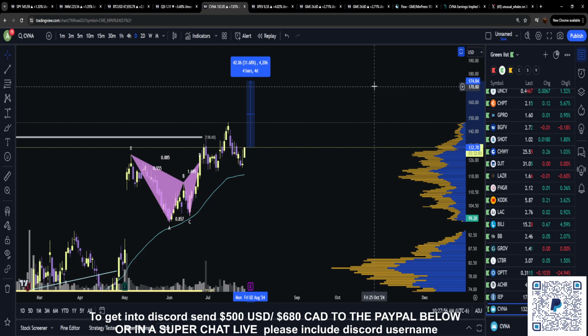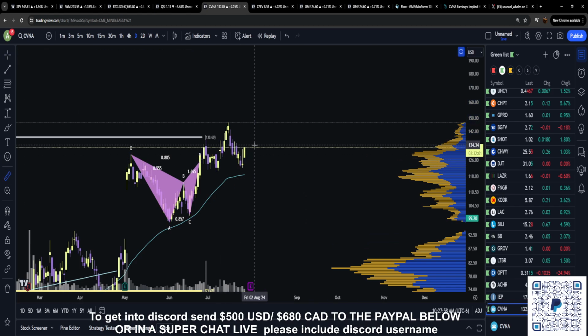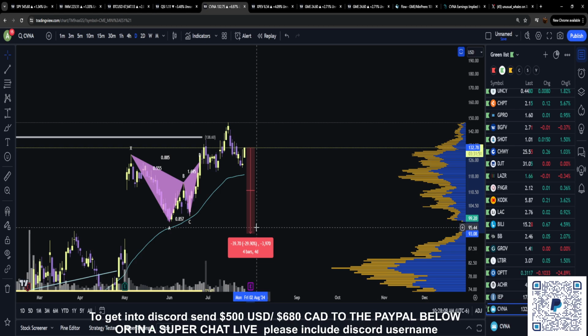And then we take that exact same measurement to the downside. So we measure 30% down. That gives us a strike price of roughly, let's just call it 95 to be safe. So a 95 put with the exact same expiration, August 2nd, for the expiration of next week when the earnings is.